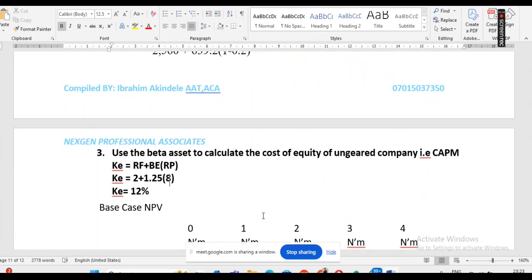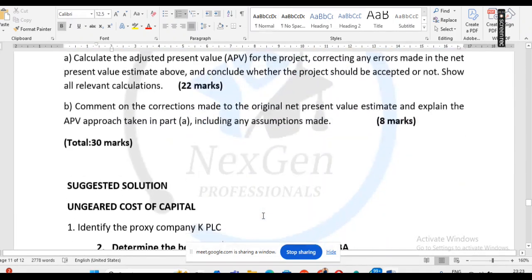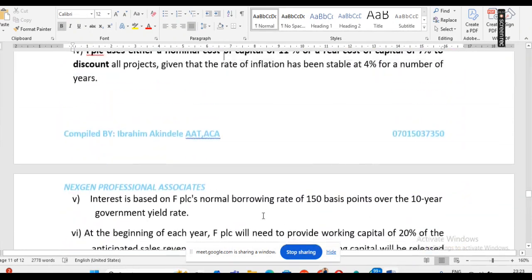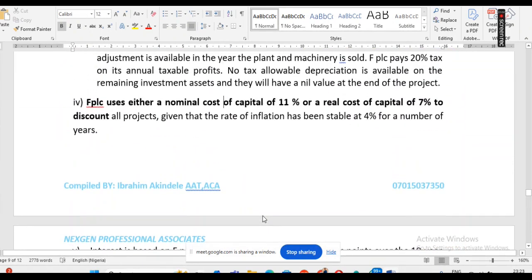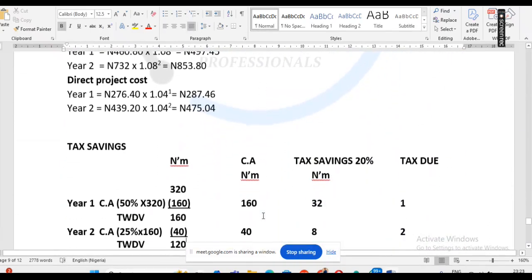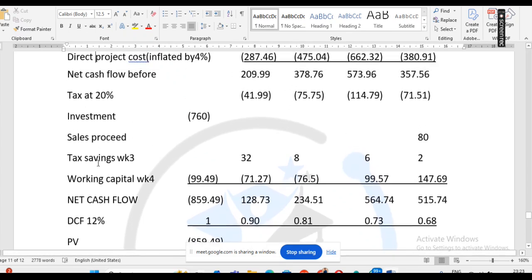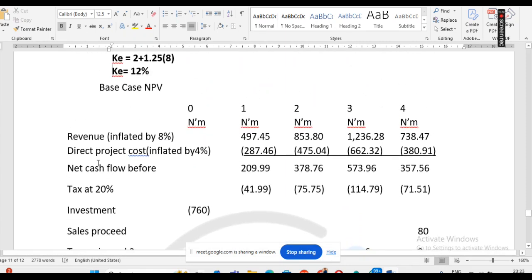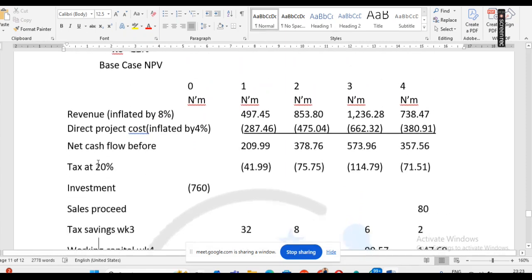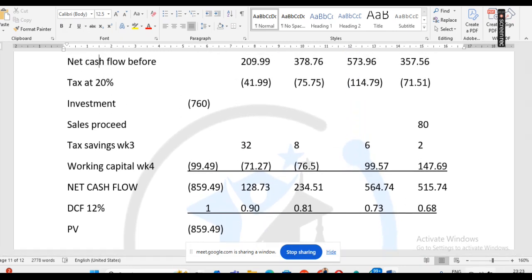Interesting. That 11% is just a big trap. It's the ungeared cost of capital that we use to discount now. So why do I use 11%? Please use 12%, the ungeared cost of capital that we calculated. This is base case NPV. You use the ungeared cost of capital to discount. Right? Thank you, Olanike.